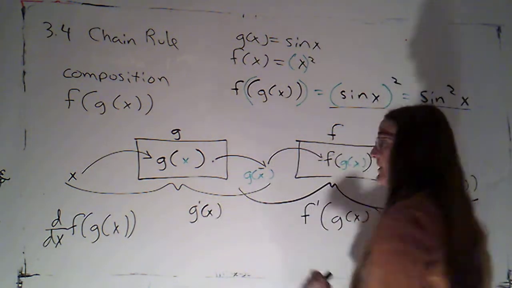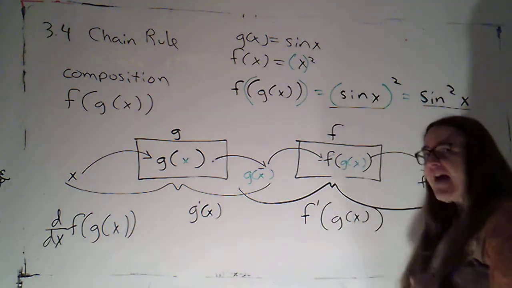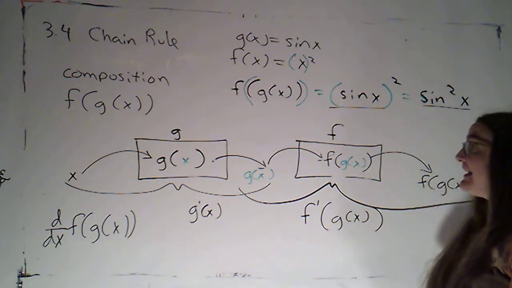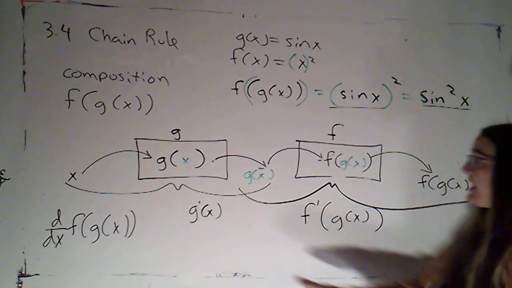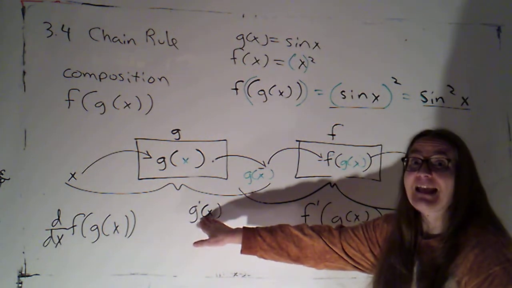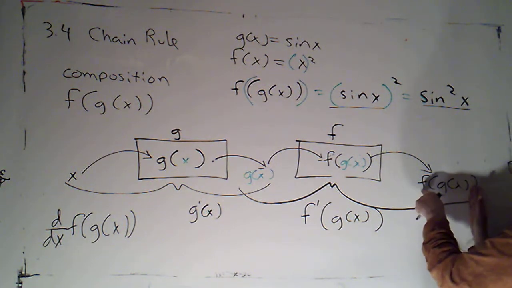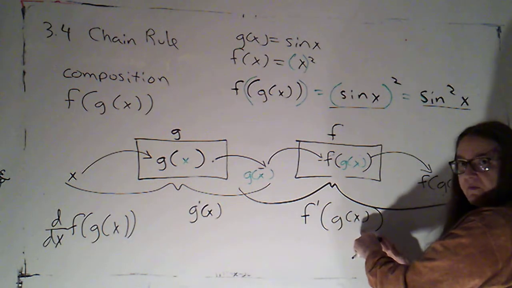So I've got two functions, g and f. I've got two derivatives, g prime and f prime. I'm going to evaluate each derivative at whatever I was plugging into that function. So if I'm plugging x into g, I want to care about g prime at x. If I'm plugging g of x into f, I'm going to care about f prime at g of x.